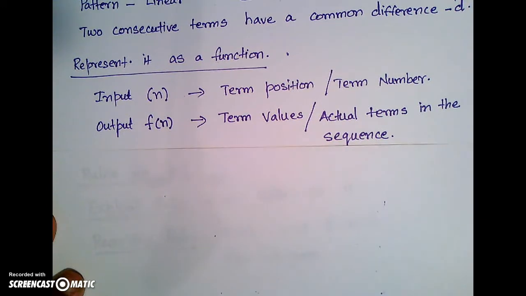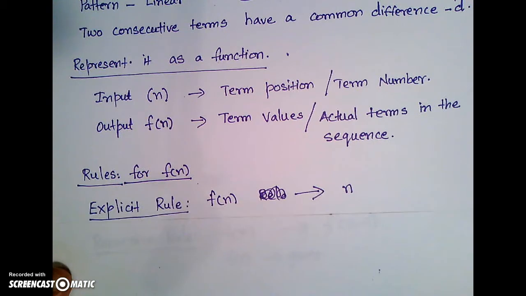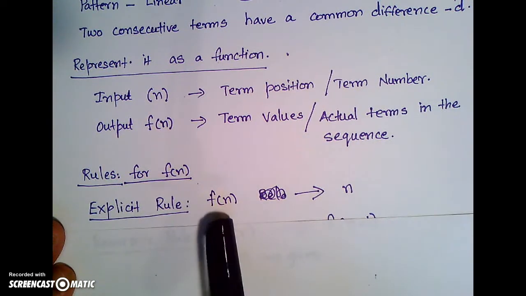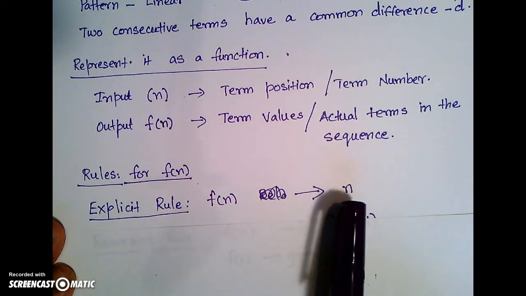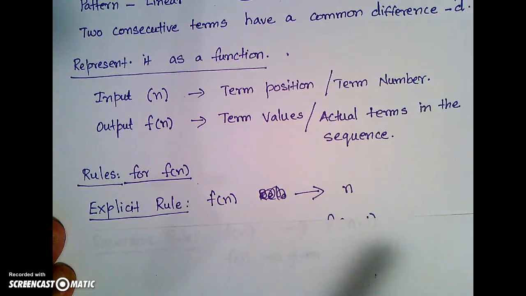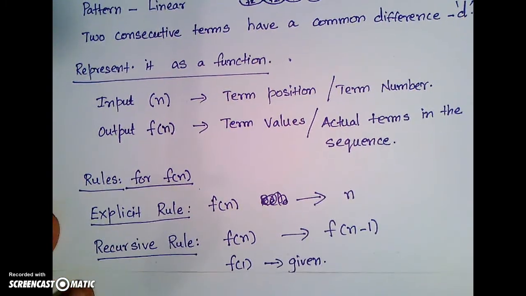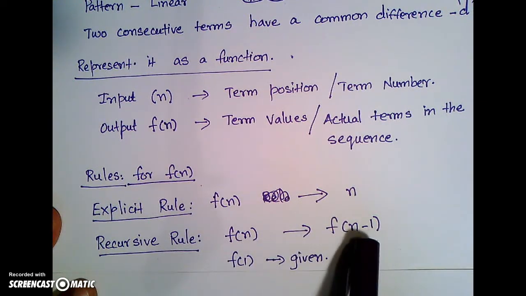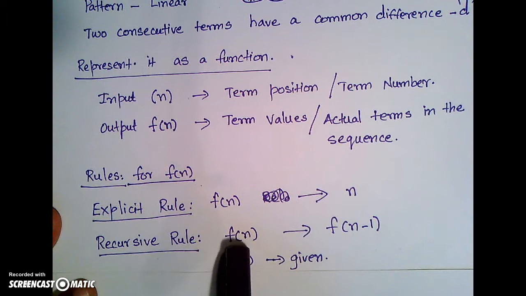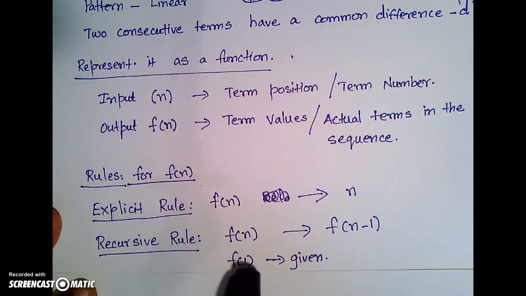So since it's a function, I can write a rule for my function. One rule we wrote was the explicit rule, in which we related the output, which is the term value, to the input, which is the term number or the term position. And the second rule we wrote was the recursive rule, in which we related the current term value to the previous term value, provided you are given your first term.